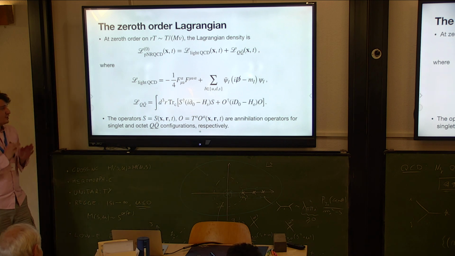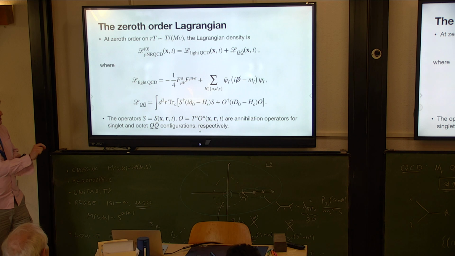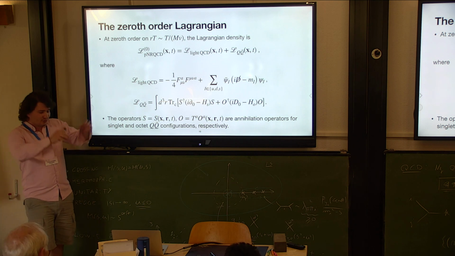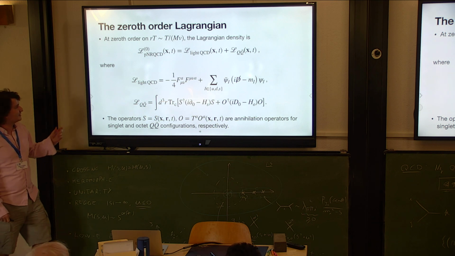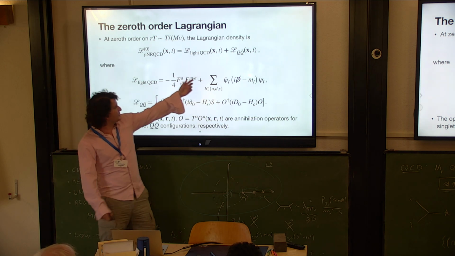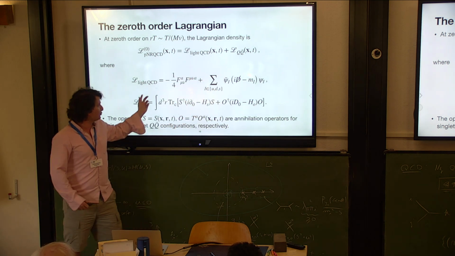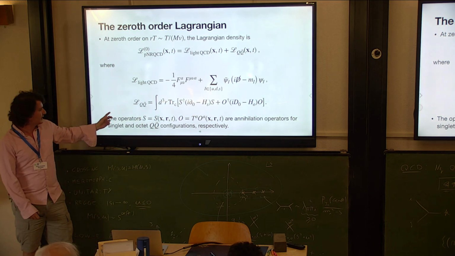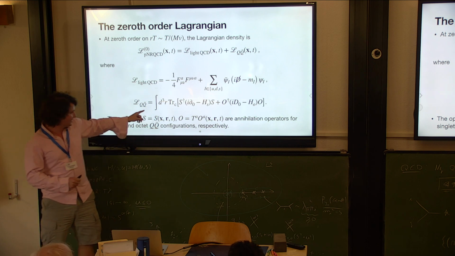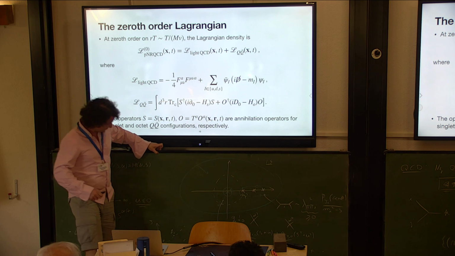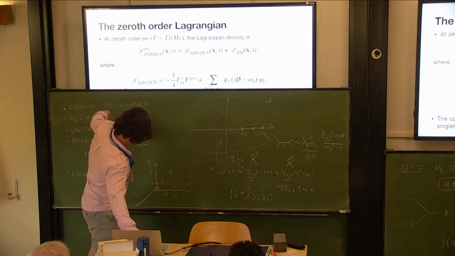The zeroth order Lagrangian that you can write for a point-like bound state system interacting with a high temperature QCD bath is made up of these two terms. There's the light QCD degrees of freedom, which is your usual Lagrangian. And then for the QQ-bar pair, you essentially write... okay, I should draw this.